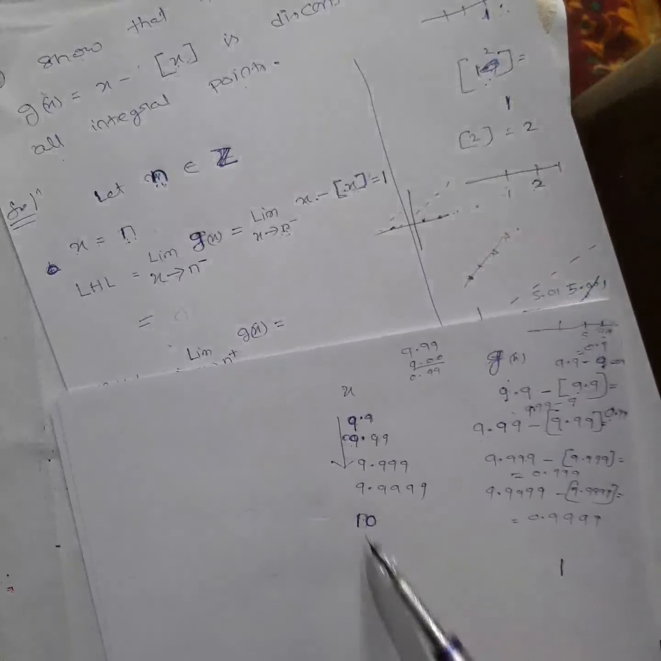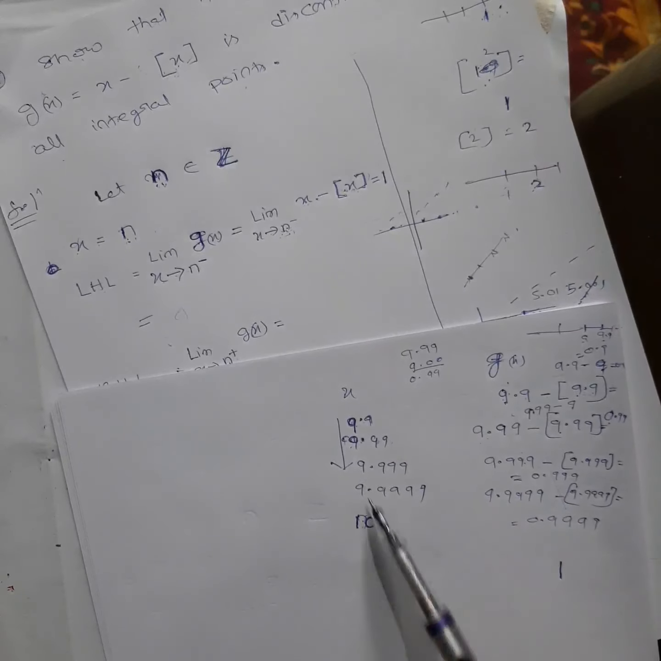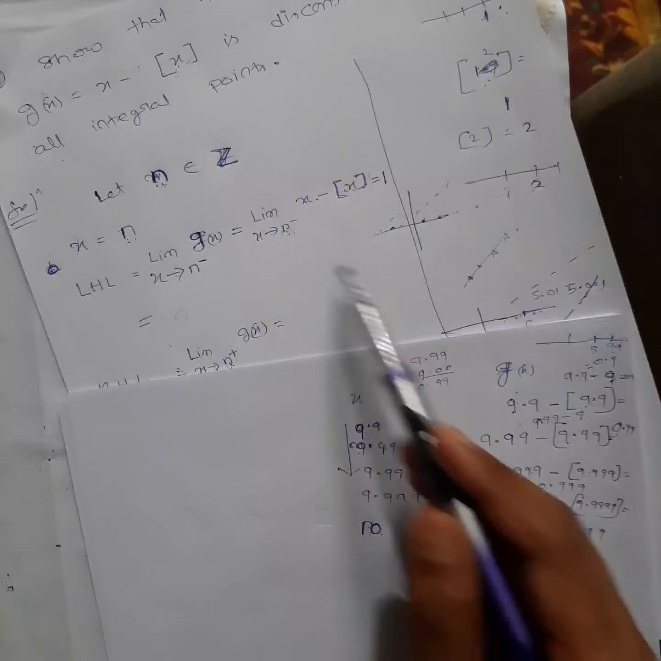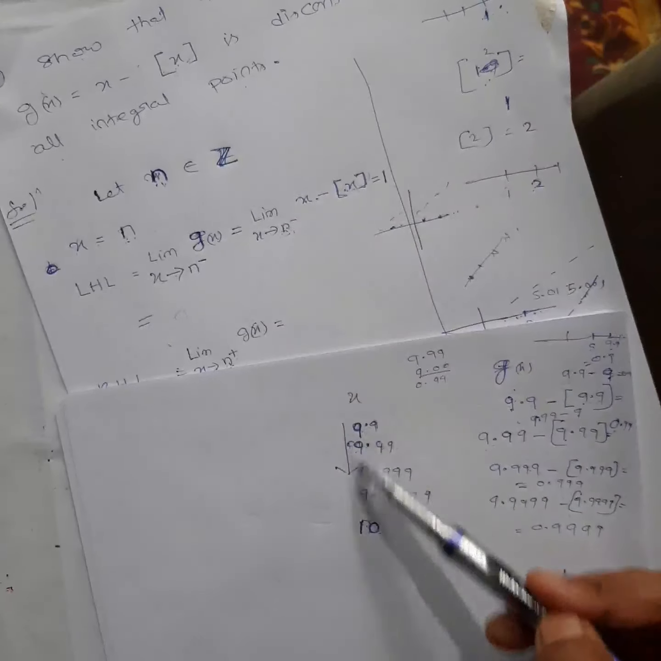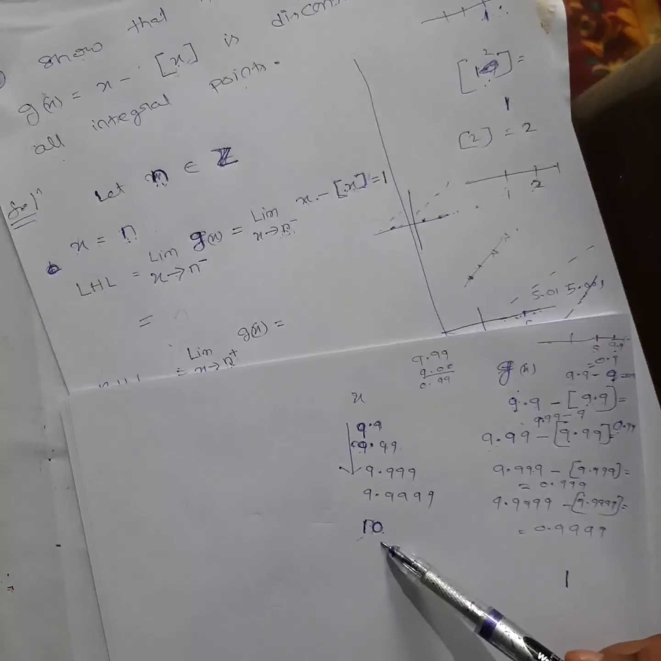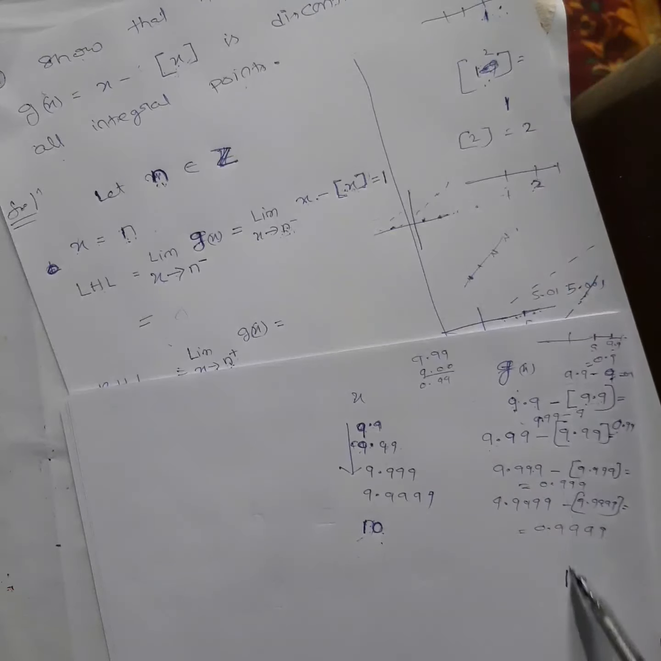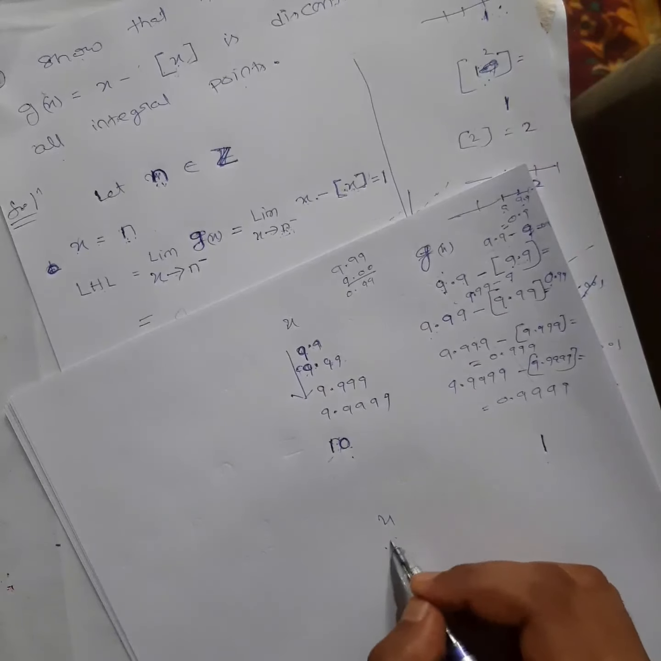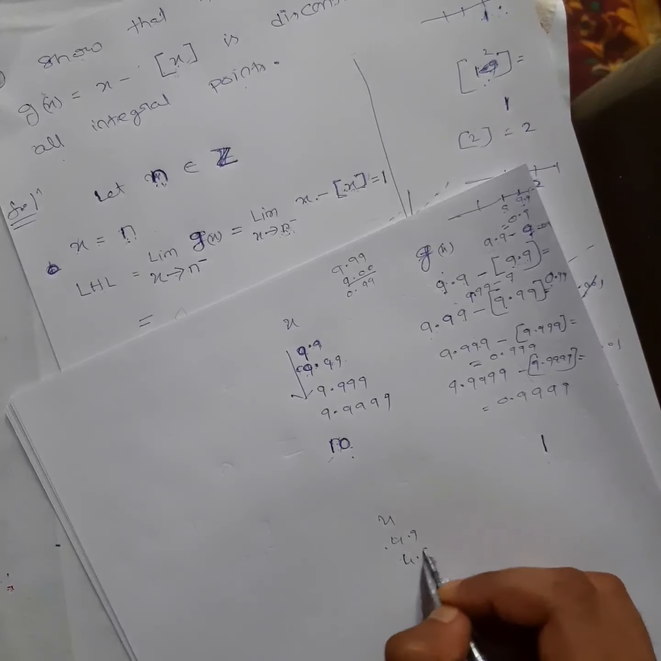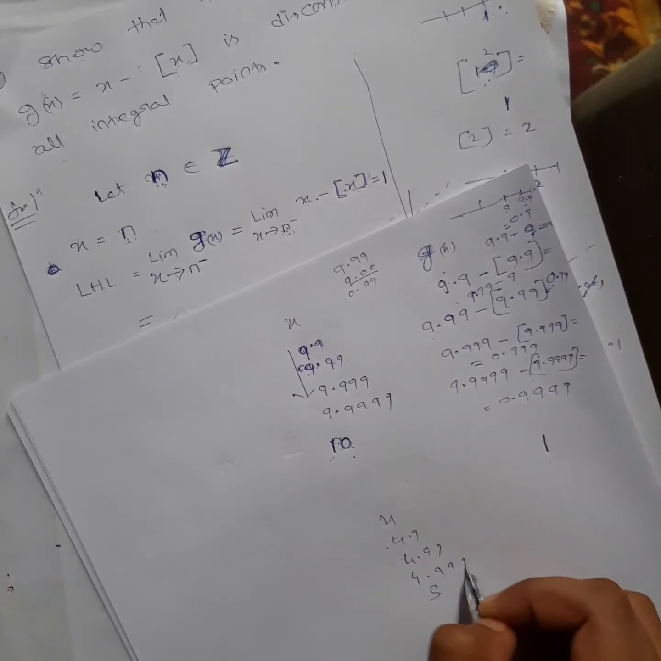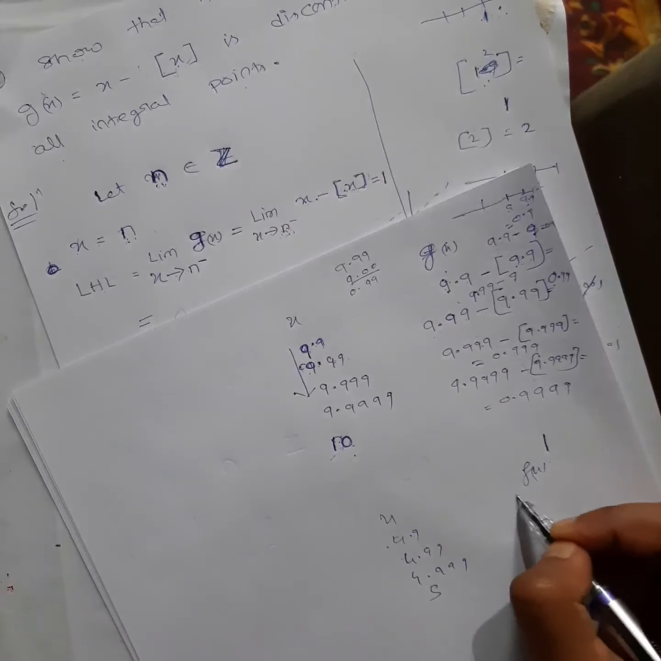Even if you take, I am taking here n as 10, right? Take 5 and try to see. If it is approaching towards 5, this is an integer, right? In general form I am showing. So any integer you take here and try to see, it will always approach towards 1. You can see for 5 also: 4.9, 4.99, 4.999. Then g(x) you try to find out.